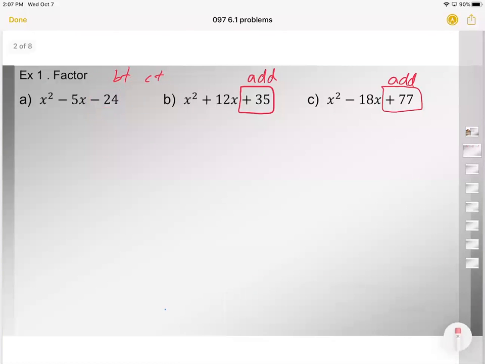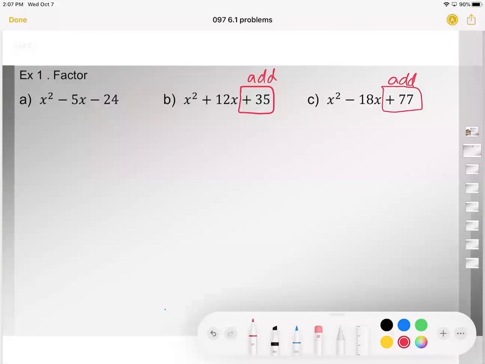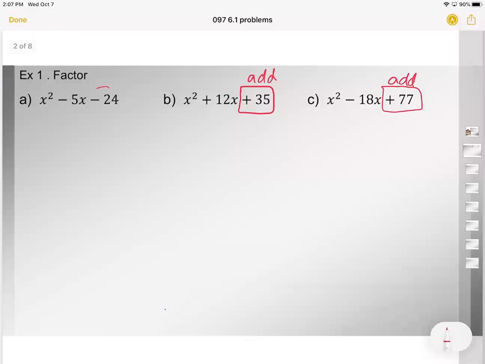The first thing you want to focus on is to ask yourself, what is my C term? What is my last term? If my last term is positive, I'm thinking in terms of addition. In this case, my last term is negative, and if it's negative, I'm thinking in terms of subtraction.